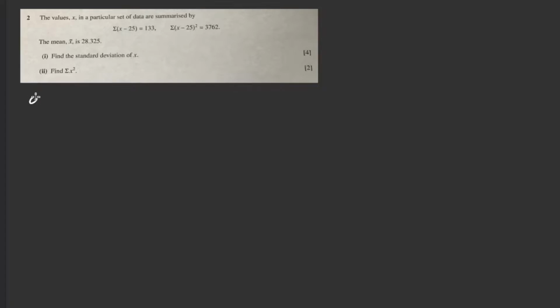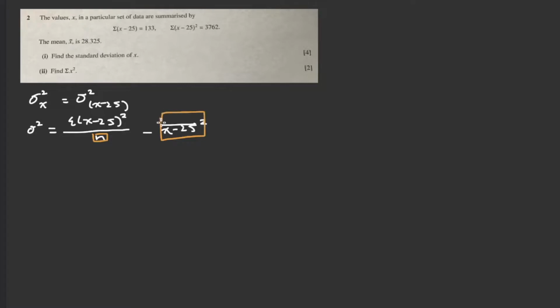Well, we know that the standard deviation of x is the same as the standard deviation of x minus 25. This can be proven, but that'll be for another time. So we can rewrite this as the variance, which we can later use to calculate the standard deviation, is equal to sigma (x minus 25) squared over n, minus (x minus 25 bar) squared. To find this out, we need two values. One is our n value, which we are not given, and the second one is our x minus 25 bar.